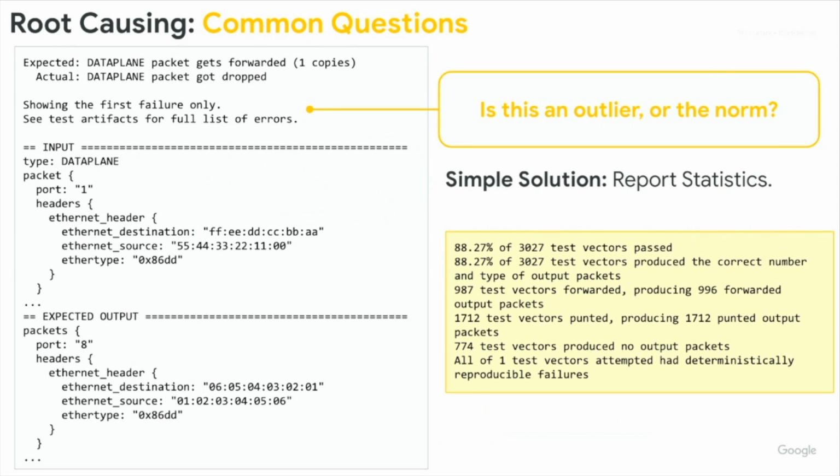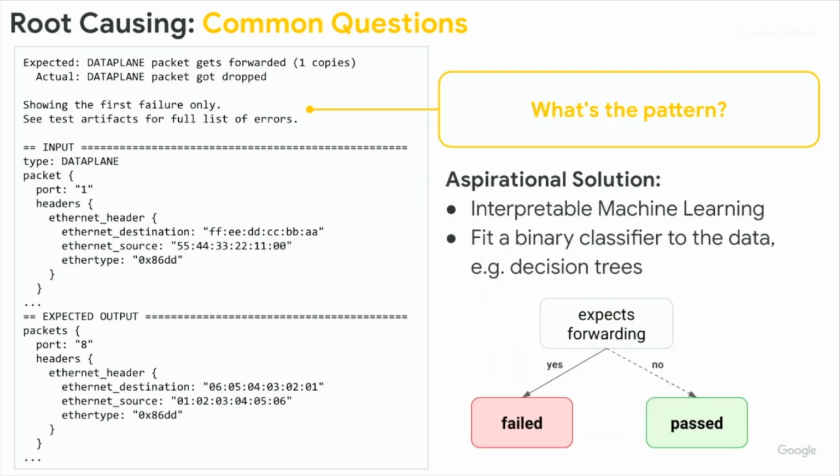We can also report some statistics, right? If 0% of test vectors pass, that's really useful information. That tells you something's gone horribly wrong. If everyone but one passes, that's also useful. If all test vectors are dropping all of their packets, that also gives you useful information.